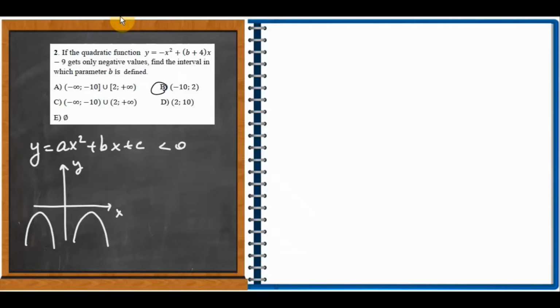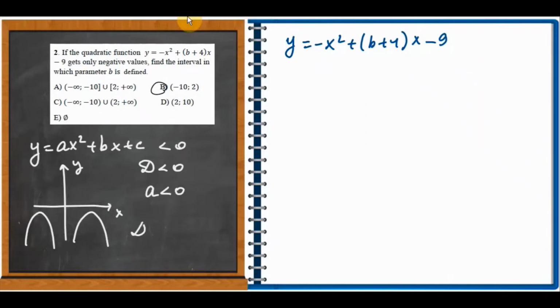Therefore, according to this picture, we will say that it doesn't intersect with the x-axis, which means that the discriminant is less than 0. It has no roots, and we can say that the parabola is opening downwards. According to these cases, we will solve our question. Y equals negative x squared plus (b plus 4)x minus 9. This is our function. Now, what is the discriminant? Let's remind the formula of the discriminant. It's b squared minus 4ac.